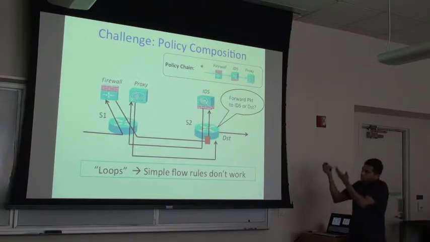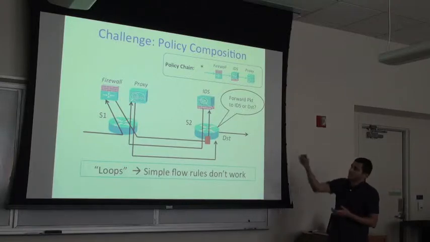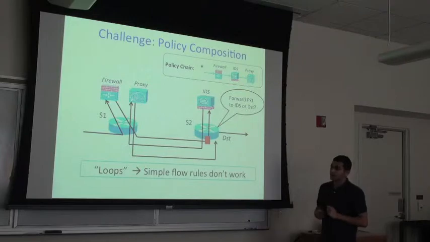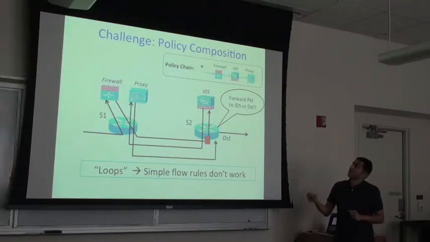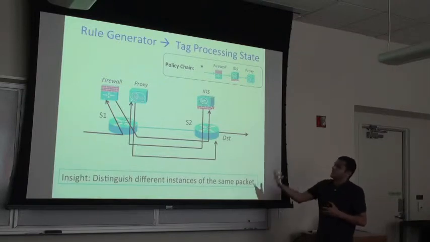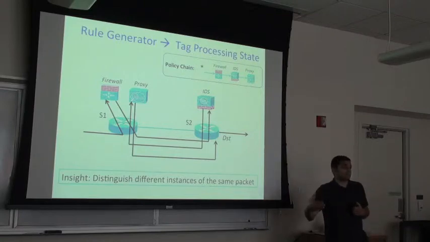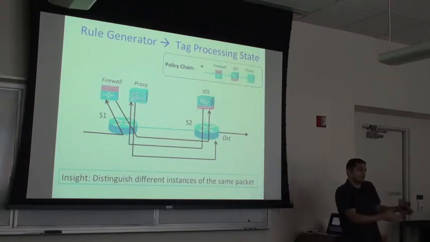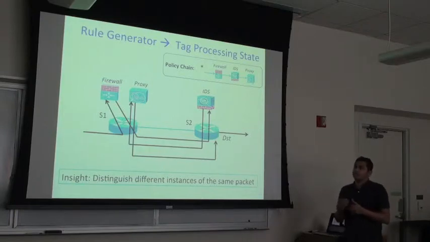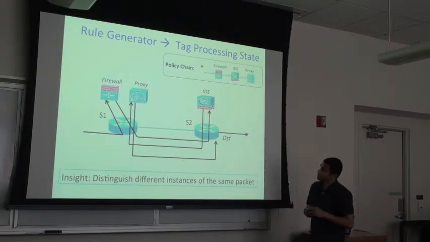So that's one challenge that we came across in trying to use existing OpenFlow rules. We said, okay, here's a simple example where we can show that simple flow rules may not suffice. The solution to this problem is actually not that hard. The real insight here is that we need some mechanism to distinguish different instances of a packet. Conceptually, this packet that came at switch S2 has different incarnations, and we need to be able to distinguish these two different incarnations of this packet.